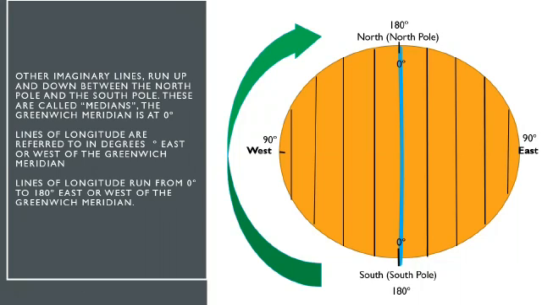So we now know that the globe can be divided into 4 spheres, or the hemisphere can be divided into 4. We have the northern hemisphere, the southern hemisphere, the eastern hemisphere, and the western hemisphere.